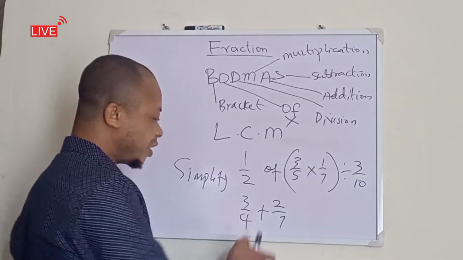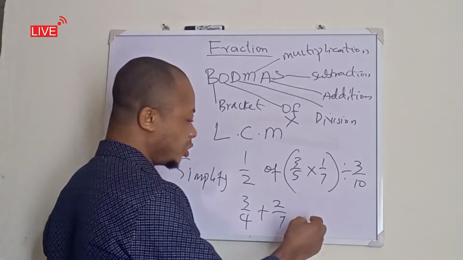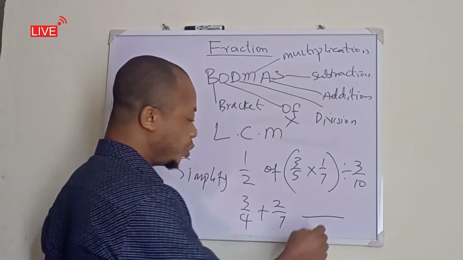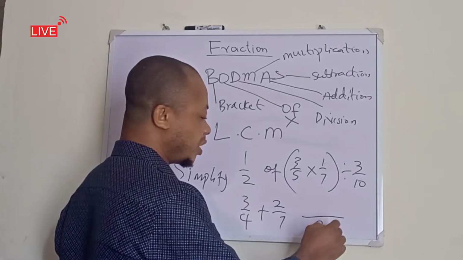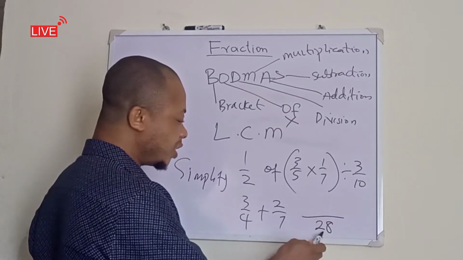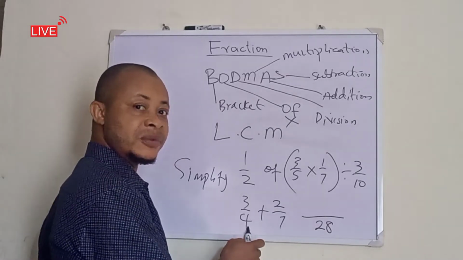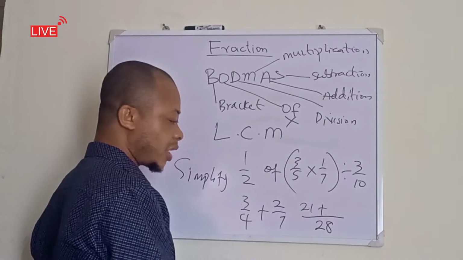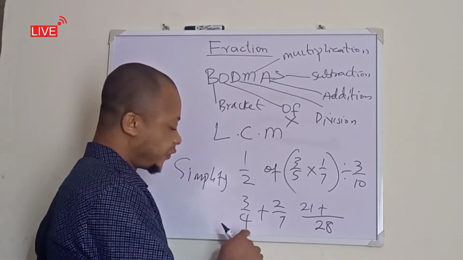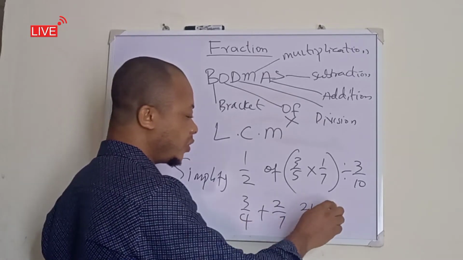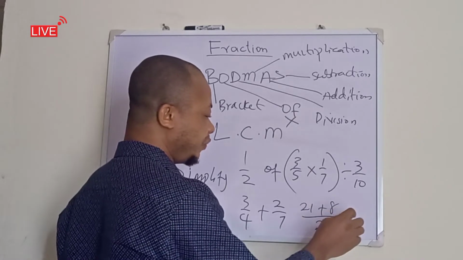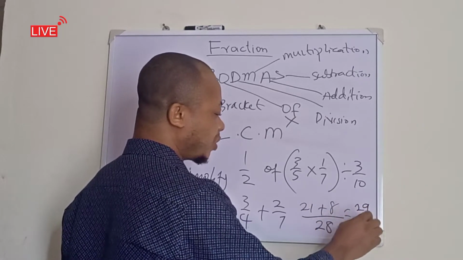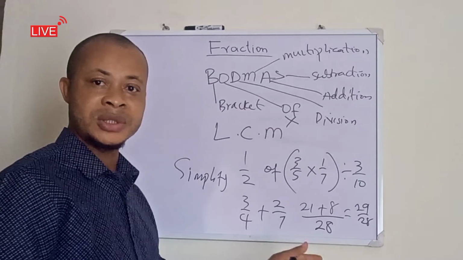And that automatically becomes the LCM, lowest common multiple. So if you want to solve this, you draw your division line, you put that LCM, 28. 28 divided by 4 is 7. 7 times 3 will give you 21, plus, you put your plus sign. 28 divided by 7 is 4. 4 times 2 will give you 8. So the answer to this will give you 29 over 28. See how it is done?